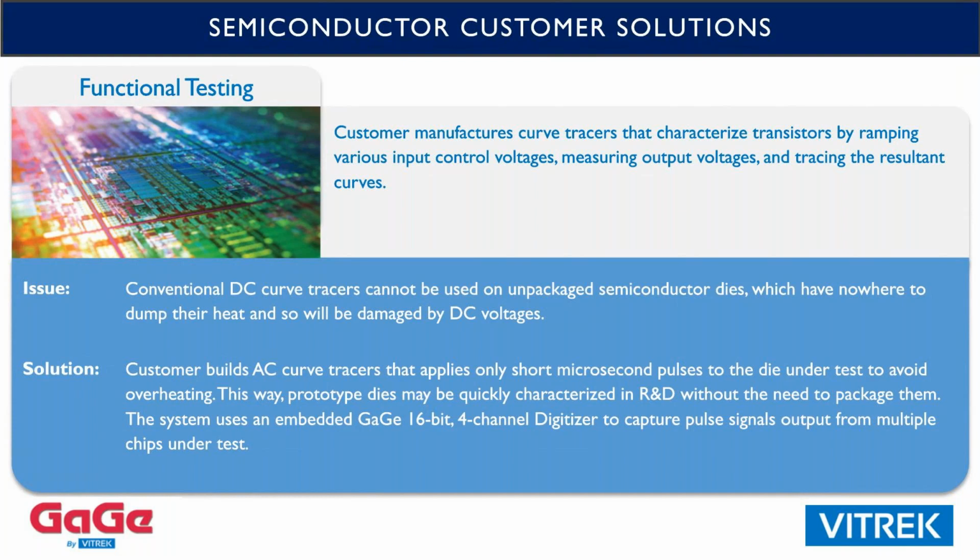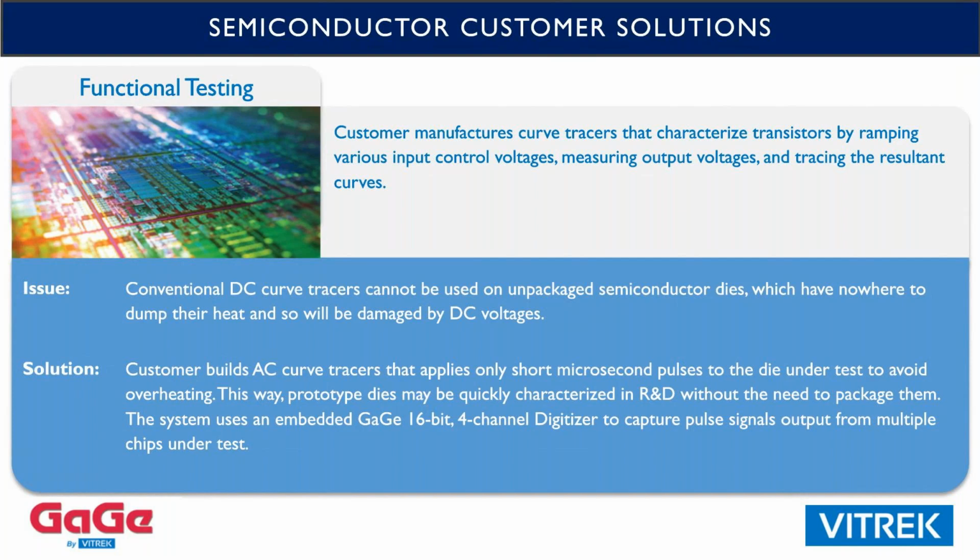So as I say, normally it applies DC voltages, but this customer makes a device for users characterizing silicon dies in R&D. And as we learned in the previous application, an unpackaged die has problems in that it overheats. It doesn't have anywhere to dump its heat. So when these researchers are making candidate transistor dies, they can't hook them up to a conventional curve tracer, because they don't have the capacity to dump their heat. If you applied the DC voltage the conventional curve tracer does, the die would overheat and burn.